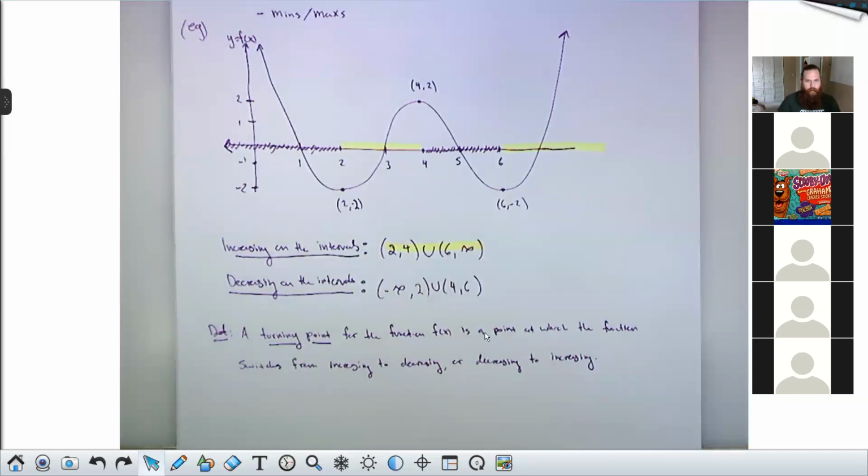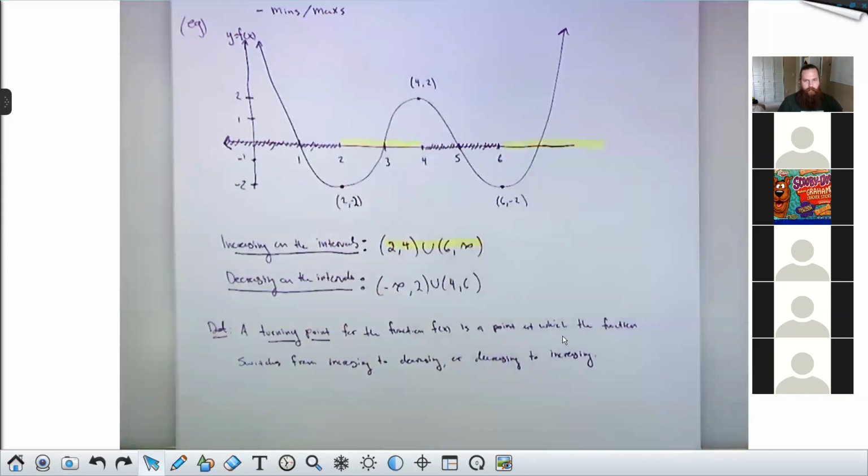A turning point for the function f is a point at which the function switches from increasing to decreasing or decreasing to increasing. So this function has 1, 2, 3 turning points.